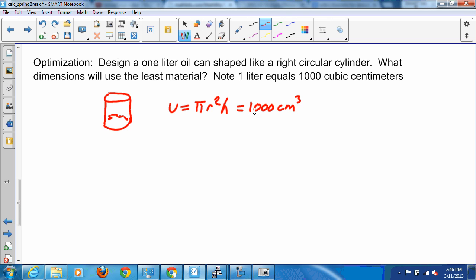Well, do they want us to maximize the volume? Or do they want us to maximize another formula? So let's see. We're trying to use the least amount of material, so we're not going to be dealing with volume, we're going to be dealing with surface area. So first we have to figure out what the surface area formula would be for this.